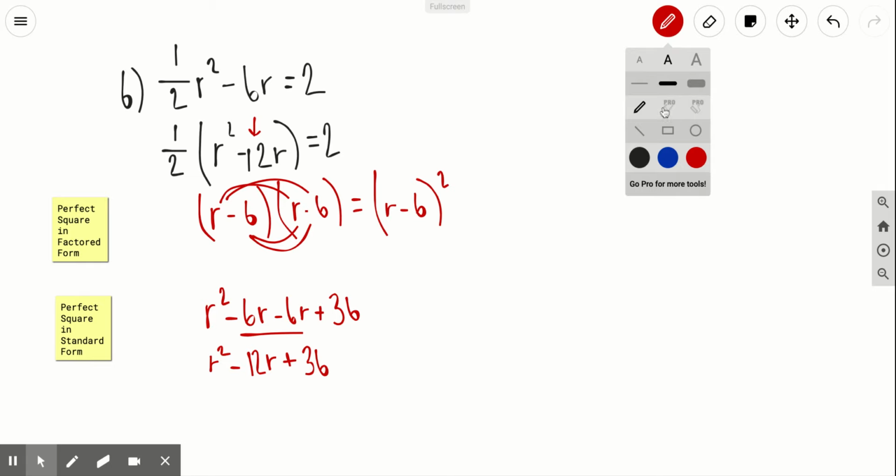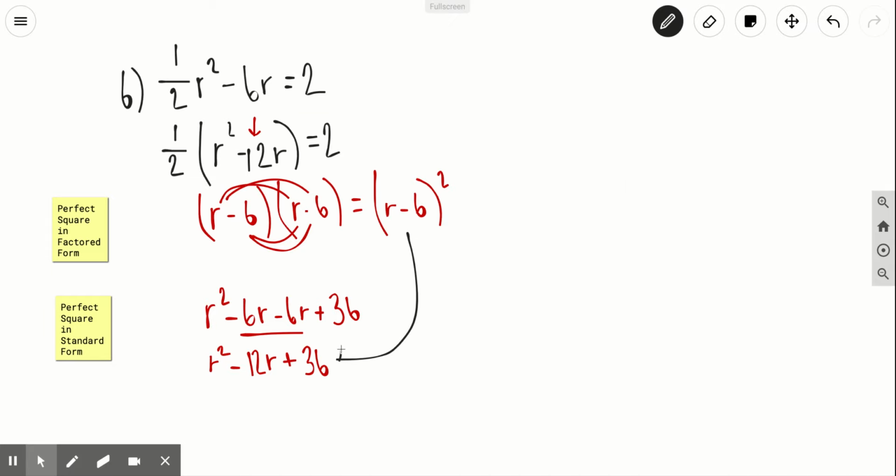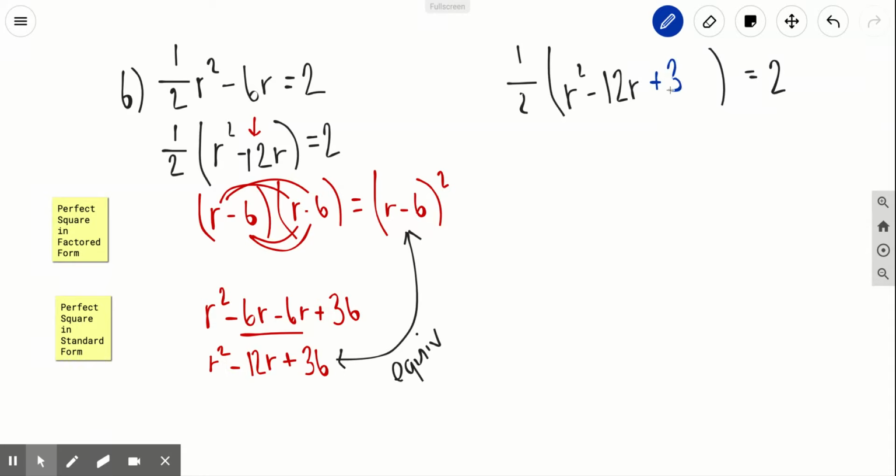Now, let's go back to our original equation, because we have our perfect square in standard form and in factored form, and remember that these two expressions are equivalent. I'm just going to write equiv for short. I have 1/2 parentheses r squared minus 12r equals 2. But I want to include my perfect square, r squared minus 12r plus 36, in my original expression. So I'm going to go ahead and add in a 36.